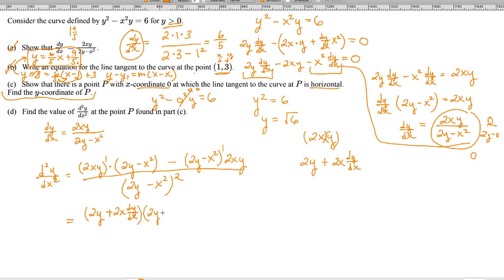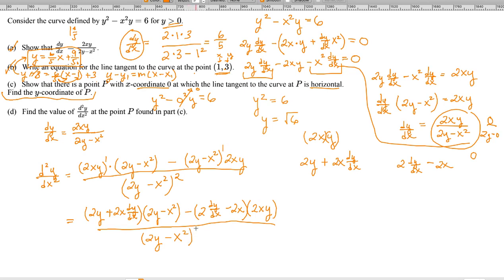I write that in: 2y plus 2x dy/dx, times 2y minus x squared, minus, and now let's find this. The derivative of 2y is 2 dy/dx, minus the derivative of x squared, which is 2x. I write that in there, and I get 2 dy/dx minus 2x, times 2xy, over 2y minus x squared.